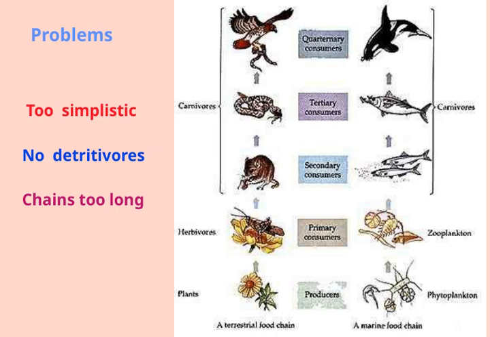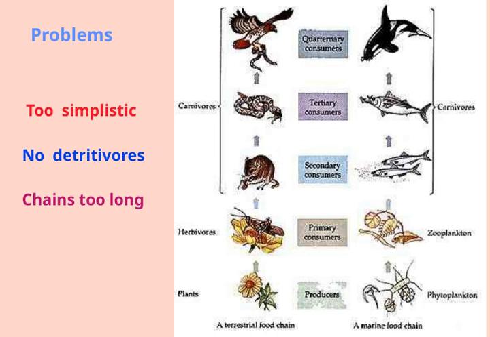Next, we see the absence of detritivores in some models. Detritivores play a vital role in ecosystems by breaking down organic matter and recycling nutrients. Ignoring them can skew the understanding of energy flow and nutrient cycling within the system.